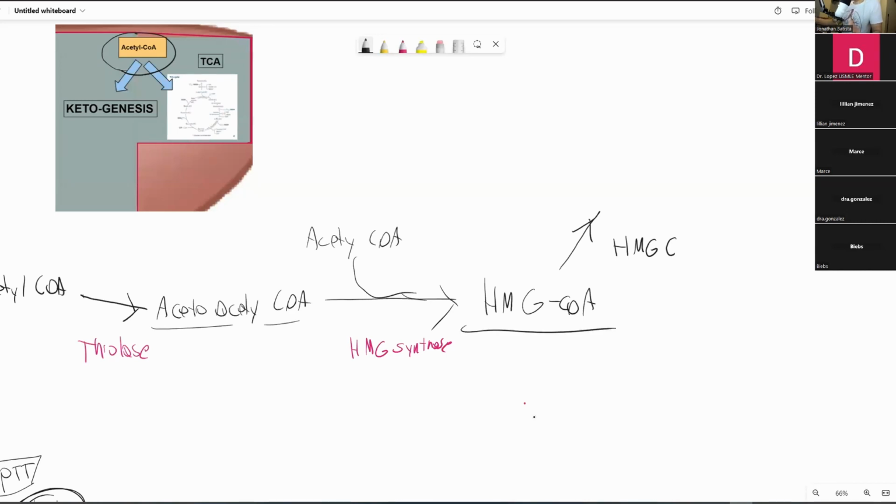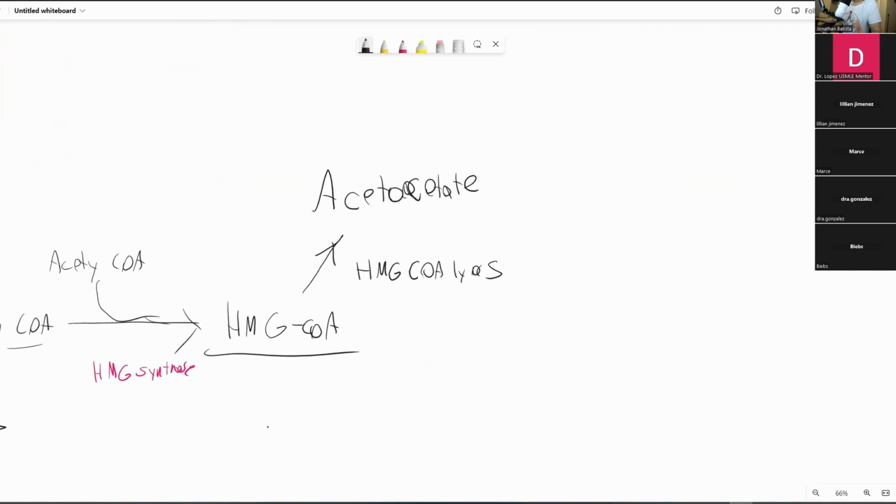So HMG-CoA is basically here, we're seeing that we just keep on building up acetyl-CoA. Think about that. Ketogenesis is just a process where I'm taking acetyl-CoA, adding another acetyl-CoA, and further down the line I add another one, and now I have HMG-CoA. And this HMG-CoA has an enzyme here called HMG-CoA lyase. And this lyase is going to create our acetoacetate. This is what we are looking at when we're mentioning ketogenesis, right? This is the whole idea of ketogenesis.